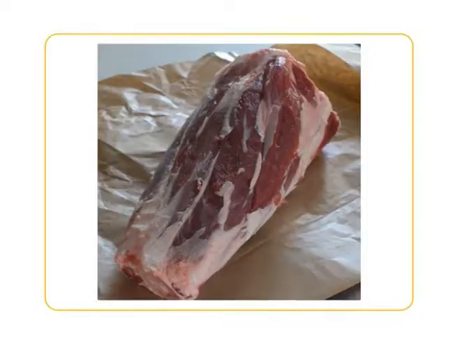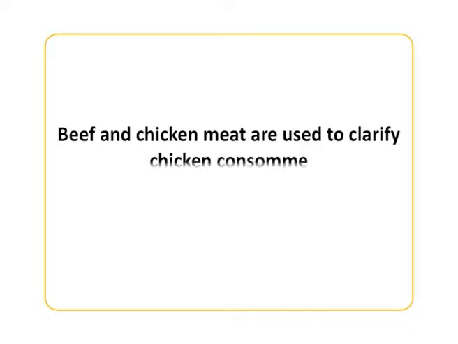The mixture of ingredients used to clarify a stock is called the clear meat. Lean ground meat is one of the major sources of the protein that enables the clear meat to do its job. It also contributes flavor to the consommé. Beef shank, also called shin beef, is the most desirable meat because it is high in albumin proteins. Beef and or chicken meat are used to clarify chicken consommé.